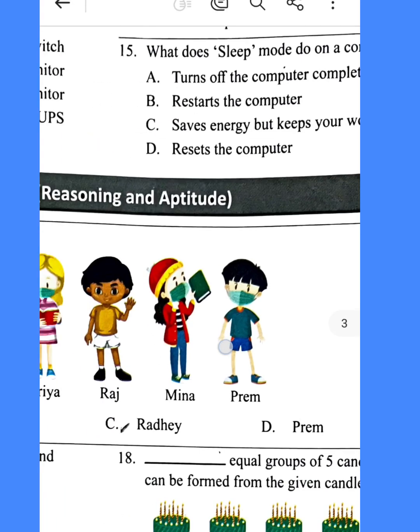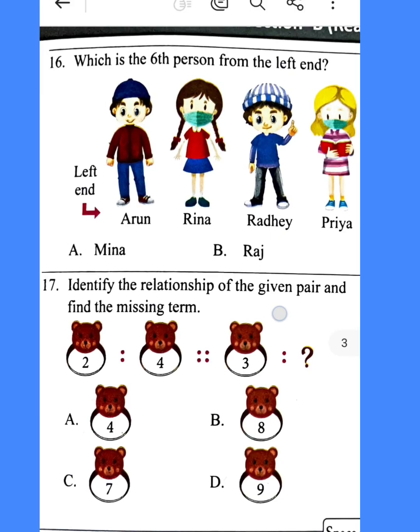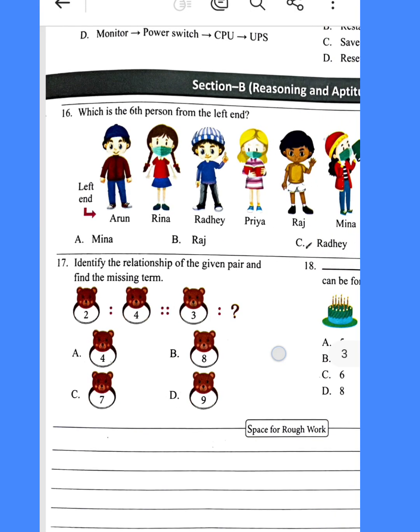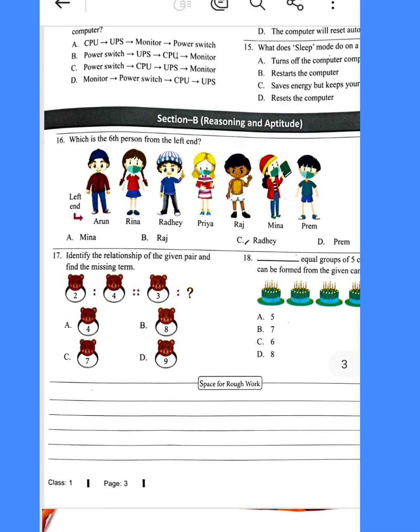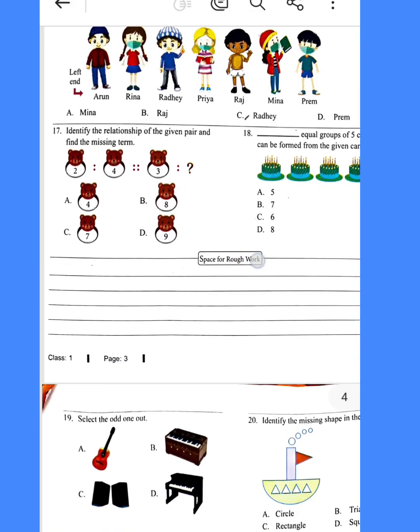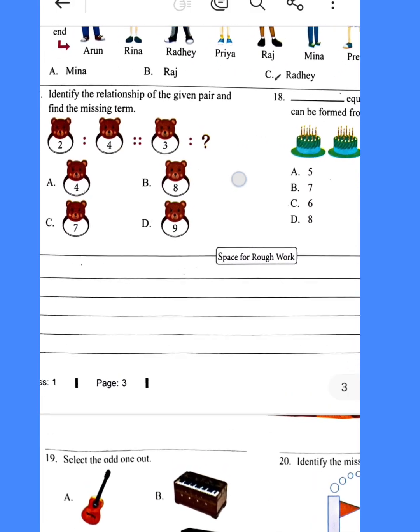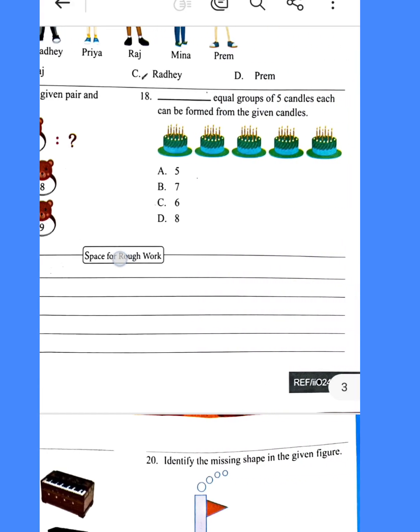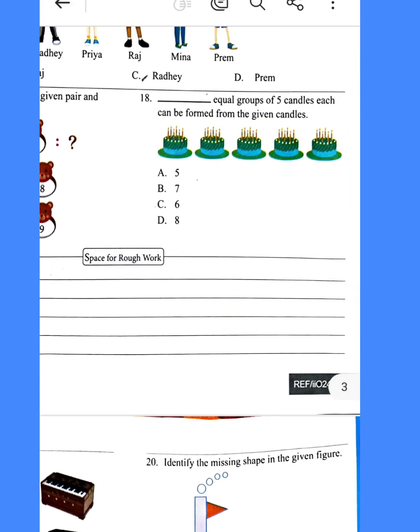Next, section B, reasoning and aptitude, that carries 5 marks. Here, see the pictures. Find out which is the 6th person from the left hand. That is Meena. Next, identify the relationship of the given pair and find the missing term. That is option D. 9 is the square of 3.